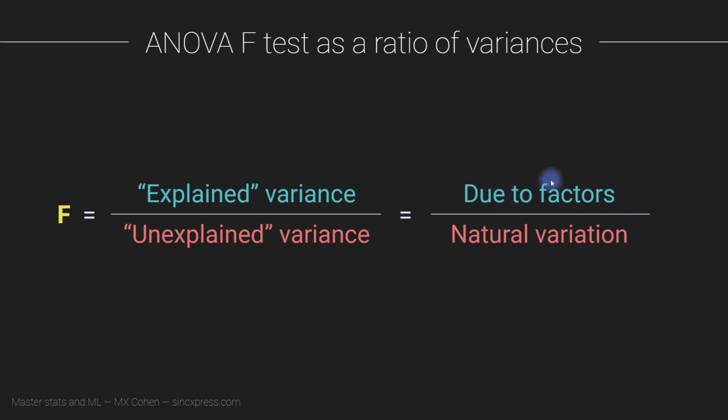So when we have more variance in the data that we can explain from our factors, from our experiment design, compared to how much variation there just is naturally in the data, then the F ratio is going to be large, and then we're more likely to get a statistically significant effect.